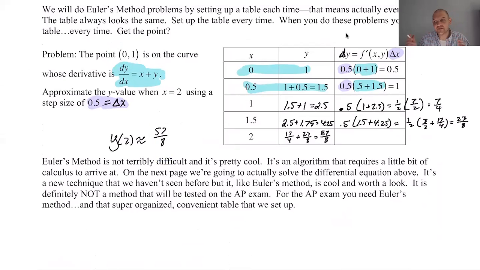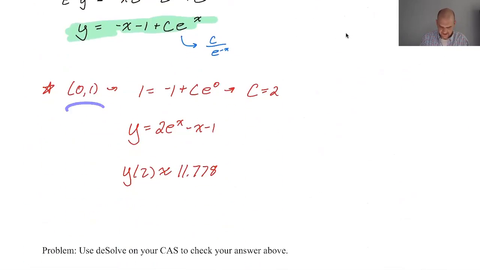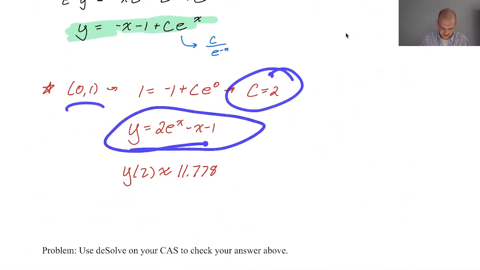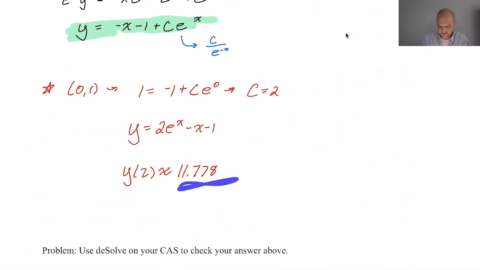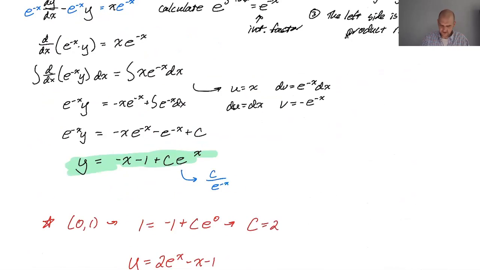And now, do we know that it's going to be an underestimate? I don't know that we necessarily know that yet. We'd have to find the second derivative and see if concavity is positive or negative. But we solved this. We use the initial condition, I get that C is 2. So really, this is the equation. And then y of 2 is 11.778. So we got an underestimate. We're not at the point where we necessarily want to look too deeply into that. Although, I kind of do.